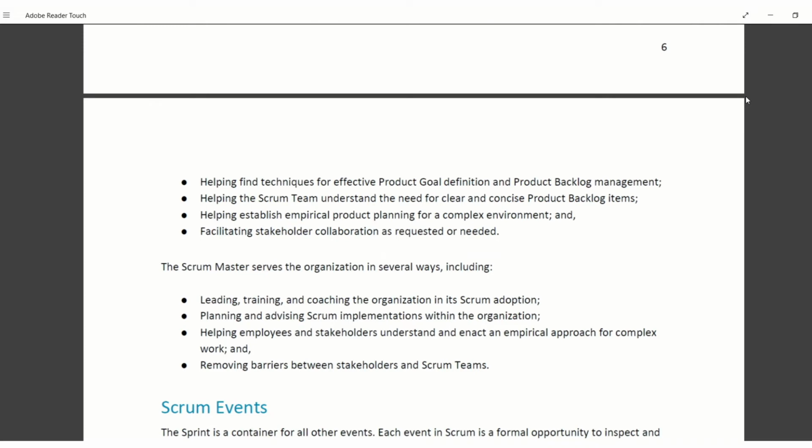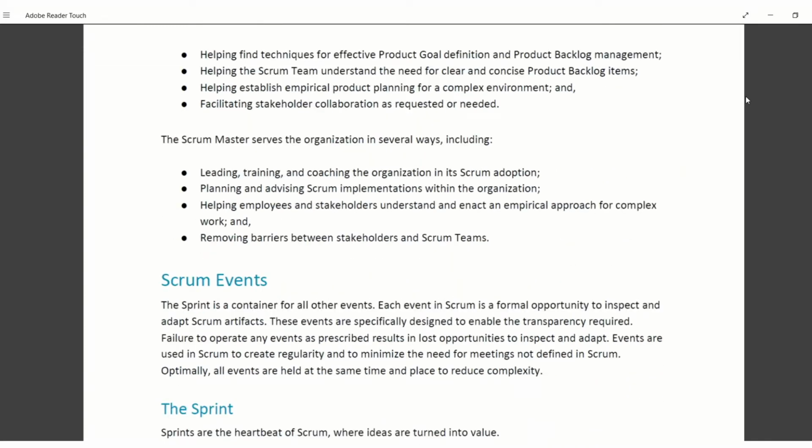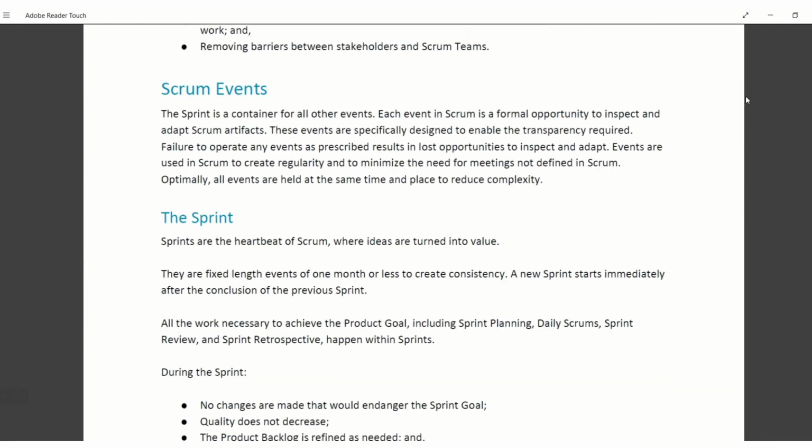requested or needed. The Scrum Master serves the organization in several ways, including leading, training, and coaching the organization in its Scrum adoption, planning and advising Scrum implementation within the organization, helping employees and stakeholders understand and enact the empirical approach for complex work, and removing barriers between stakeholders and Scrum teams.